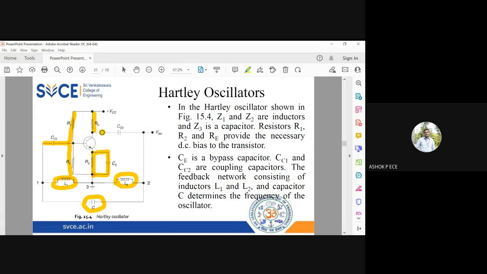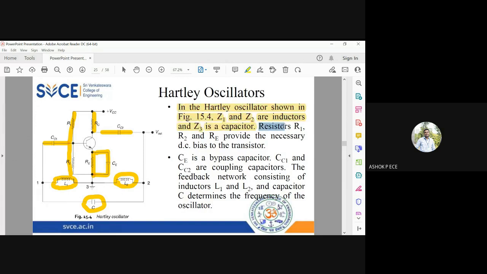CC1 and CC2 are used for coupling purpose, and you see output again is taken and fed back to this reactive feedback network and given as input to your base. So here I'm assuming Z1, Z2 are inductors, and Z3 is going to be a capacitor. Z1 is going to be L1, Z2 is going to be L2, and Z3 is going to be C. So in the Hartley oscillator shown, Z1 and Z2 are inductors, Z3 is a capacitor.